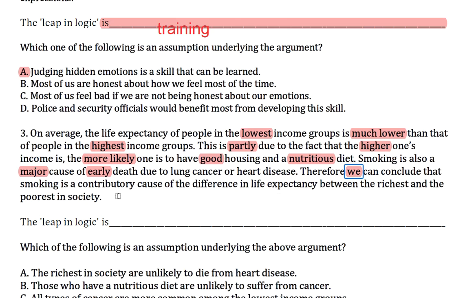"So therefore, we can conclude that smoking is a contributory cause of the difference in life expectancy between the richest and the poorest in society." All right, so they go on about how there's a difference in income and that affects health. The thing that gets introduced that just seemingly comes out of nowhere is smoking. So just write in smoking in there.